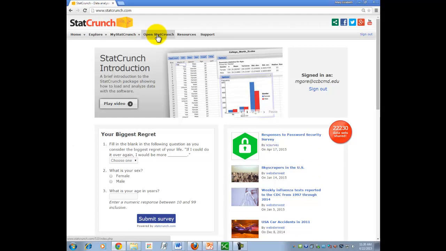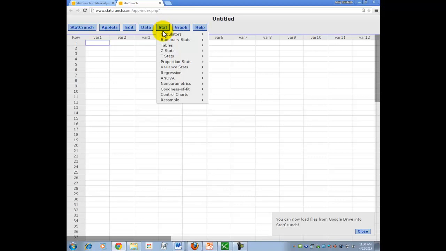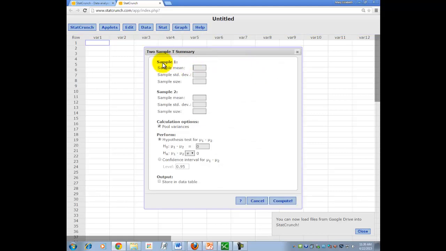So you'll go to StatCrunch and open my StatCrunch so you get to your nice spreadsheet page. We're going to go to Stat, T-Stat because we're working with means, two samples because we're working with two samples, men and women, and we have a summary of those two. So sample 1, sample 2. Sample 1 will be the group that you put on the left side of your hypothesis statements. In our case, those are the women.